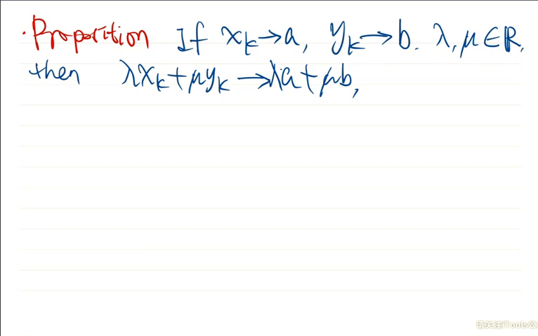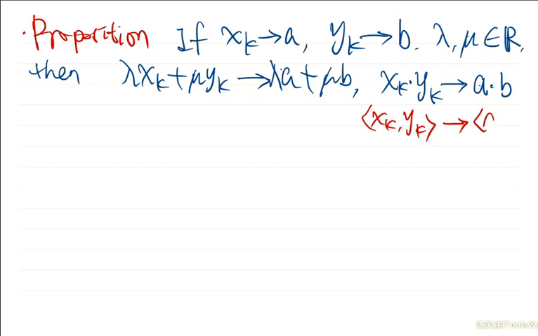And the second property is that the scalar product of xk and yk. Here I use the dot notation to denote scalar product. Will converge to the scalar product of A and B. Or if you like, this is exactly this. This is the same. The first one is in dot notation. The other one is not in dot notation. Okay. How to prove this? For example, we prove the second conclusion.